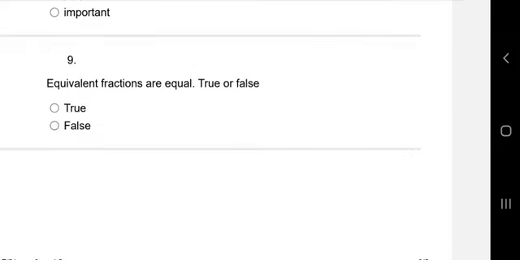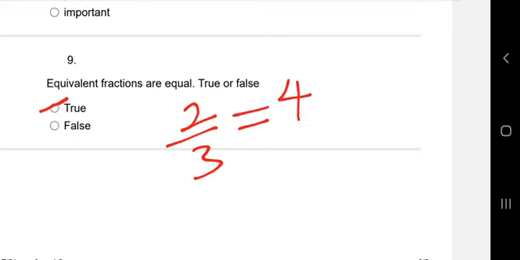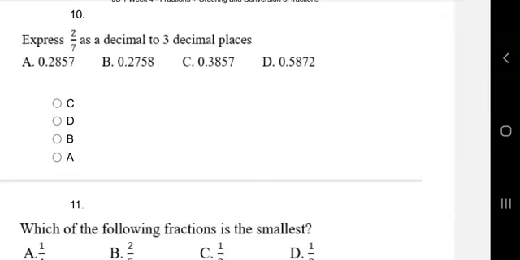All right, number 9. Equivalent fractions are equal. Is that true? That is true. From what we have done before, we have 2 over 3 equals 4 over 6 and so on and so forth. That's why it is equivalent. So they are equal. All right.